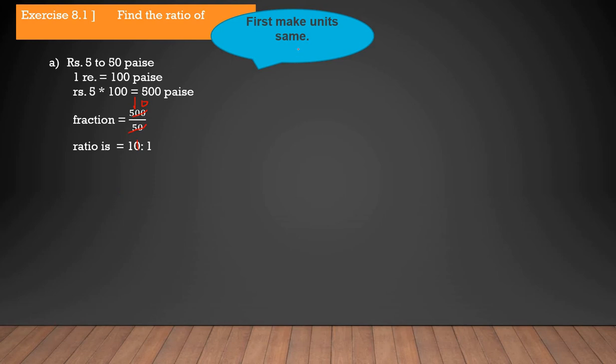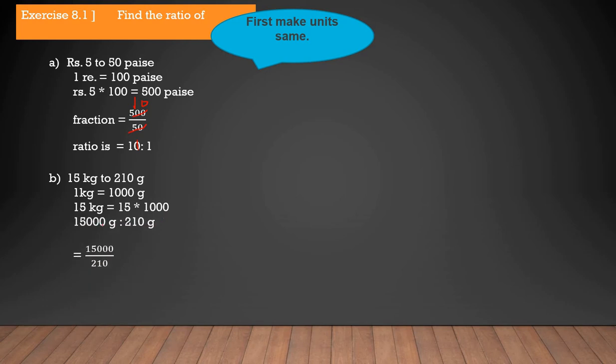Our next sum is 15 kilogram to 210 gram. So we know this. 1 kg is how much? Yes, 1 kg is equal to 1000 gram. So 15 kg will become what? It is 15 into 1000. So it will become 15,000. My new ratio is now, in place of 15 kilogram, I will write 15,000 gram is to 210 gram.